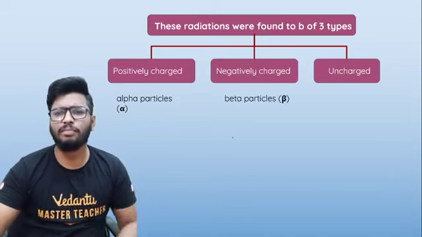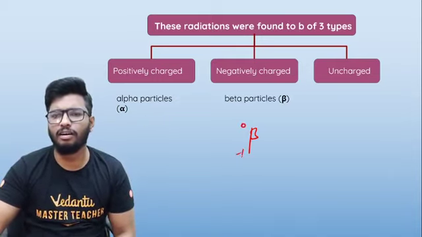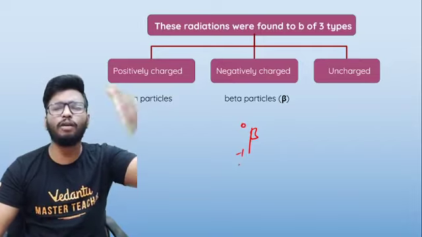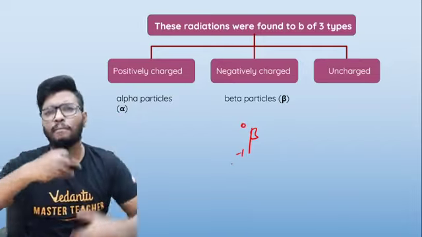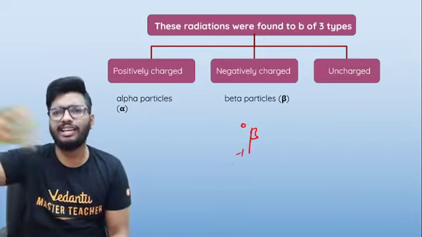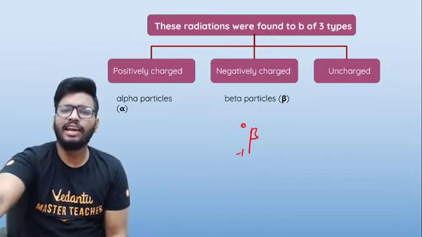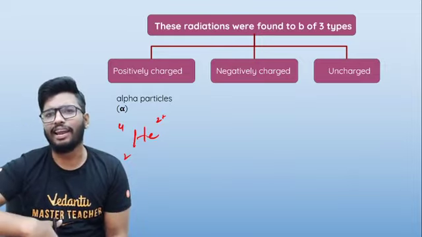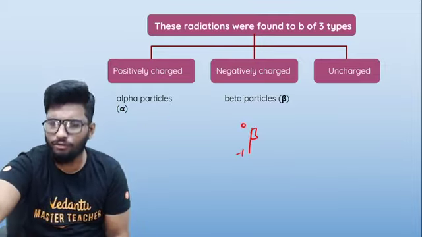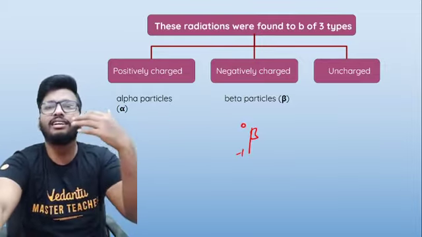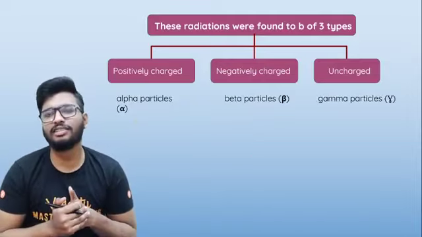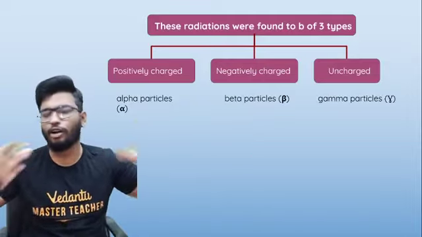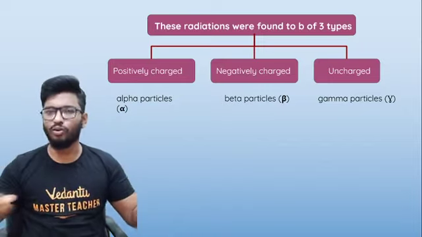Beta particle is basically when your atomic number increases by 1. When the beta radiation is released, the atomic number changes by 1. In the case of alpha particle, the mass number decreases by 8 and the atomic number decreases by 4. That is what happens. And when you talk about gamma particles, there is no change in the atomic mass or atomic number. There is no change whatsoever.